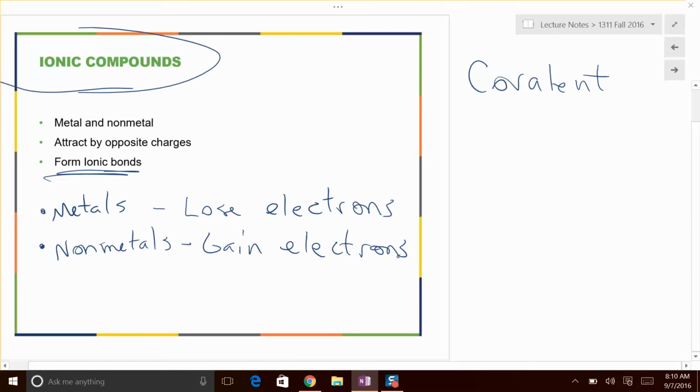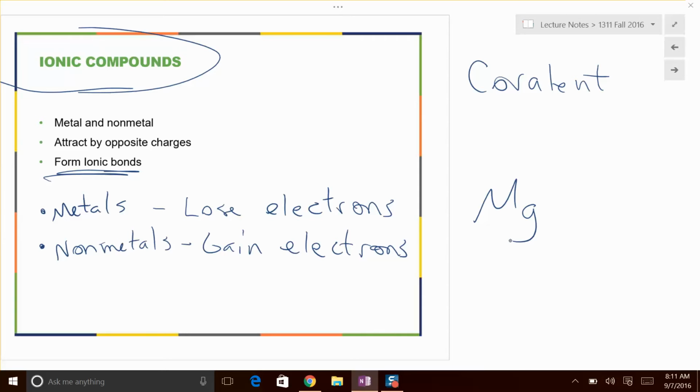So magnesium is a metal. It will lose electrons, and it will gain a positive charge. Because if I lose electrons, that means the number of protons I have is outnumbering the number of electrons that I have, and so therefore I am positively charged because I lose electrons.